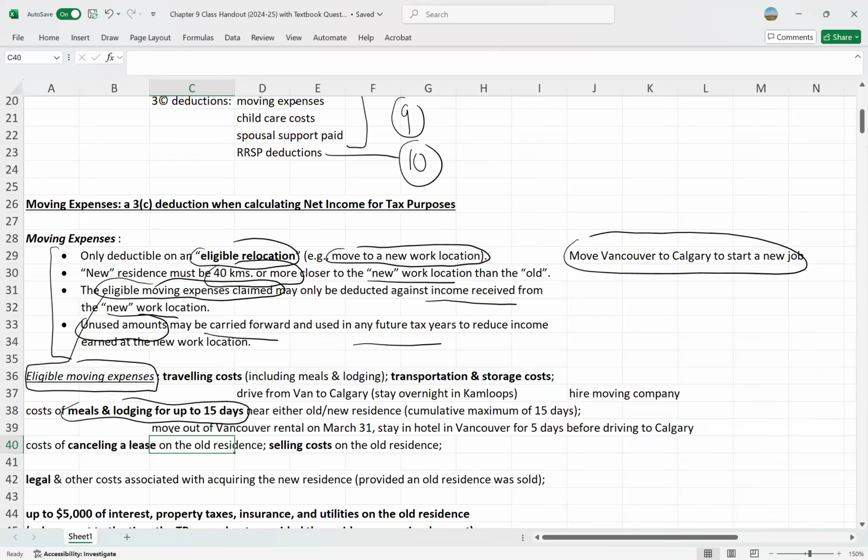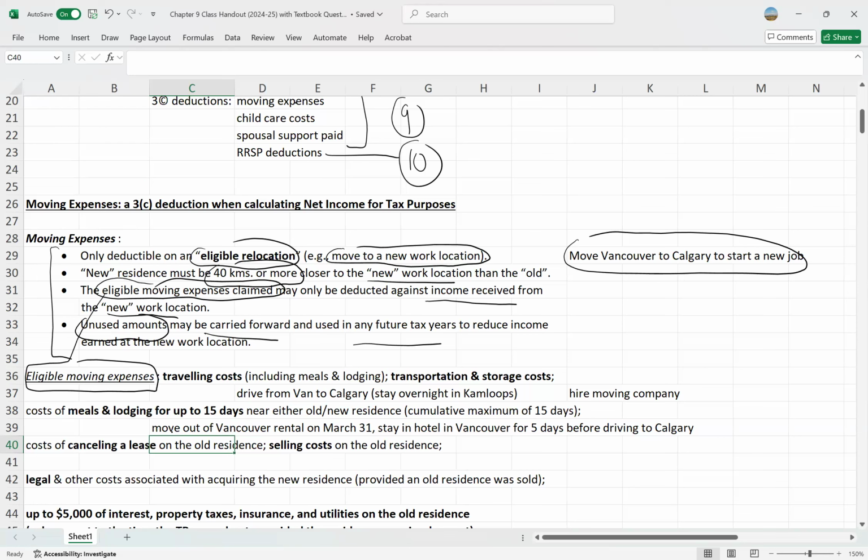When you get to Calgary, you cannot move into your new home yet. So you stay for another 7 days in a hotel in Calgary. Those 7 days, meals and lodging, would count as well, but only up to a maximum of 15 days. If you exceed 15 days in these meals and lodging costs, close to Vancouver, close to Calgary, then of course you would pick the 15 days with the highest amount per day. Let's move on to the next line.